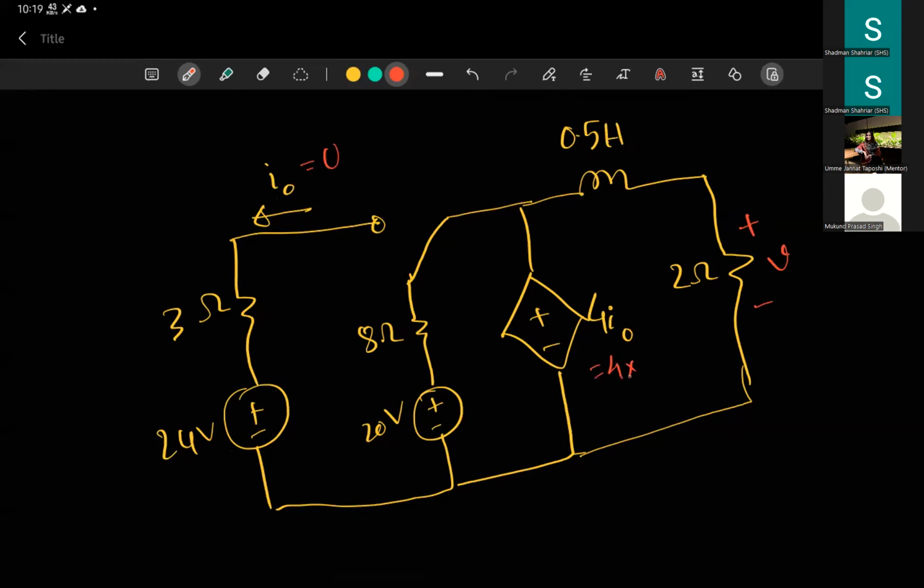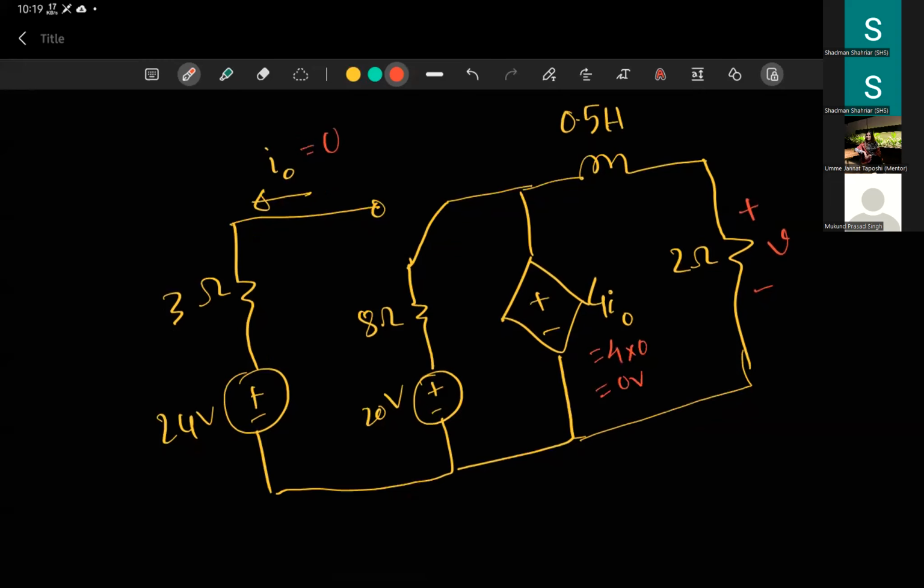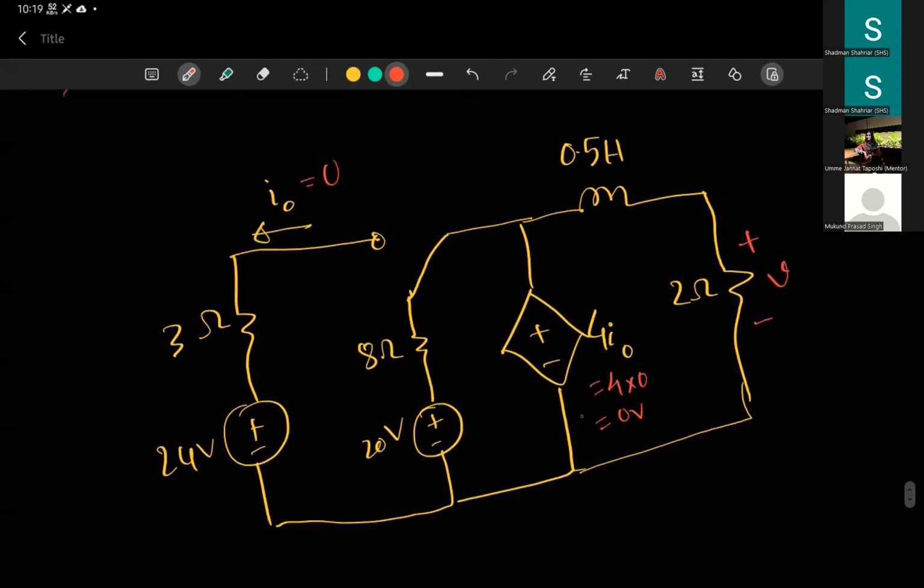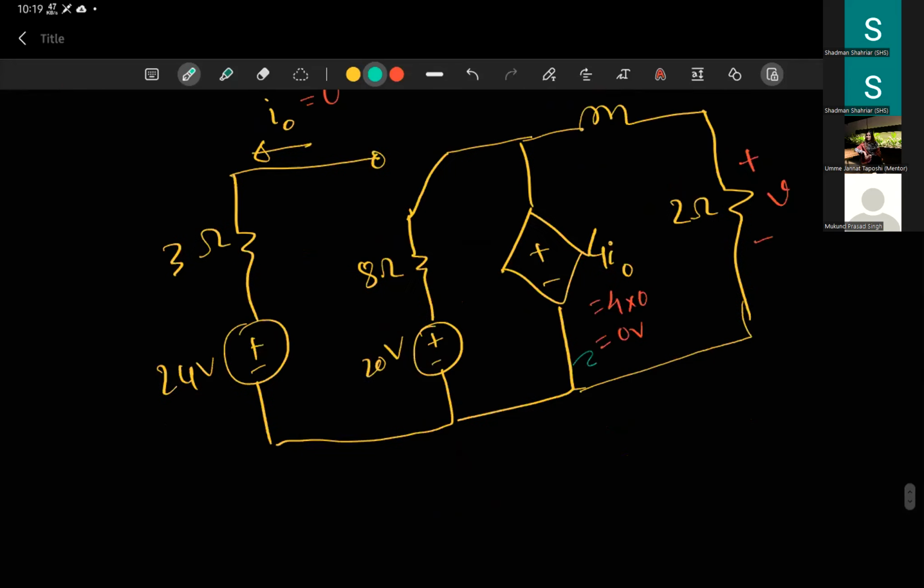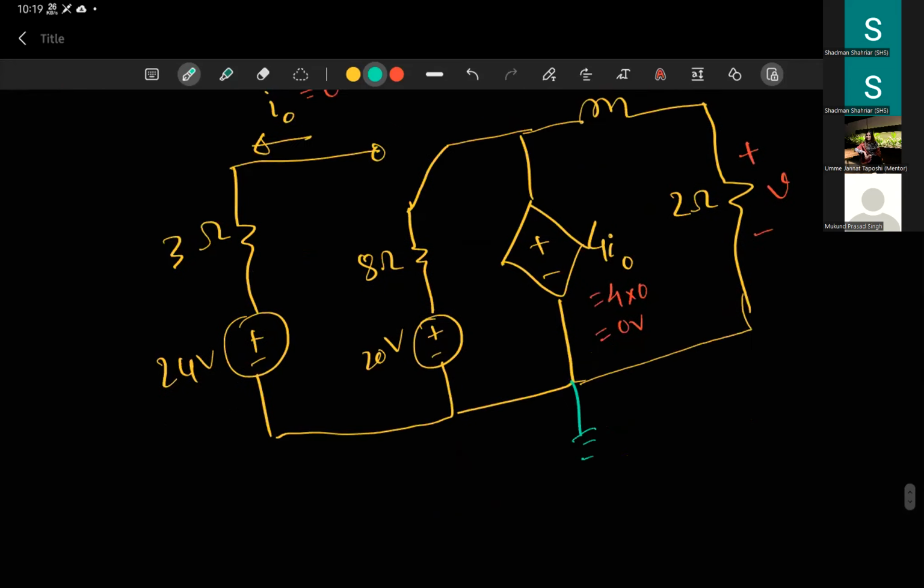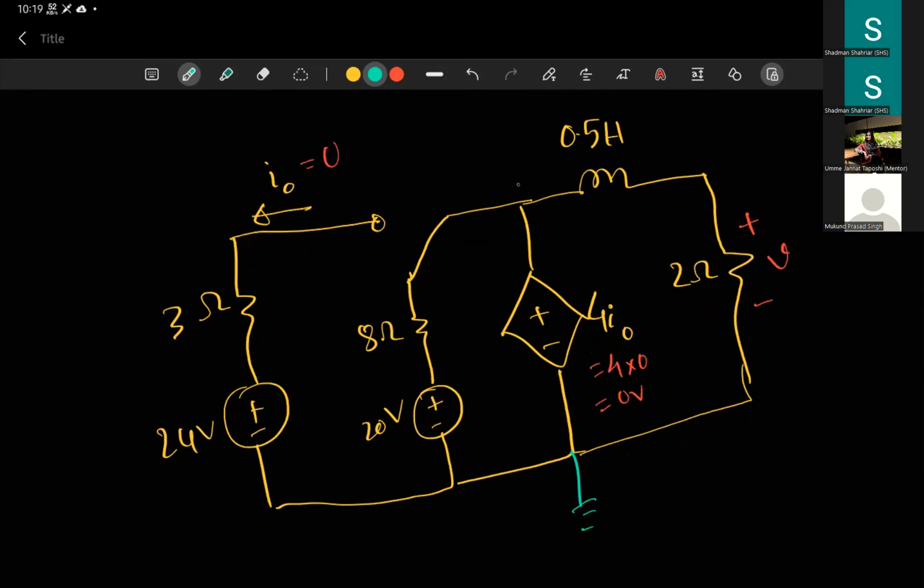Okay, so you can do many things. A 0 volt voltage source is basically a short circuit. You can just reduce this circuit to a very small circuit. Or you can do the math as it is. So for example, this is our ground. There are two nodes. This is one node, 20 volt. This is another. This is another.